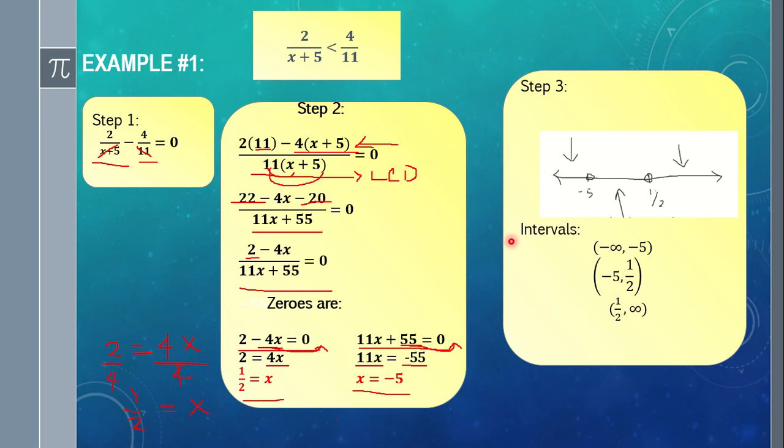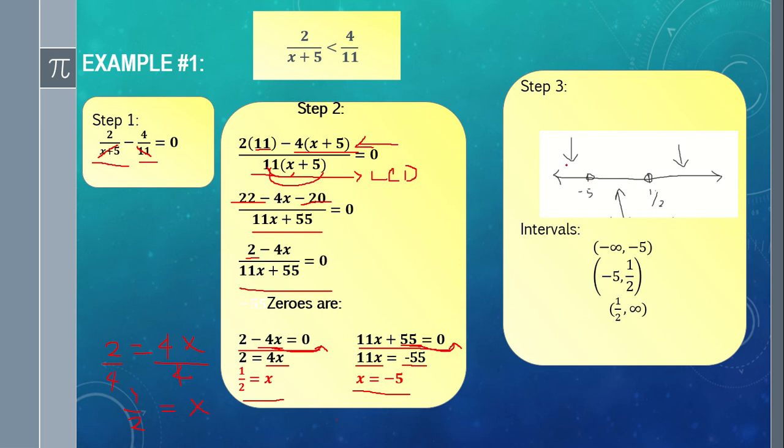Okay, let's now identify our intervals. Why do we create, or how did I create the number line? Based on our values of the zeros, remember that in step 3, the value of our zero, the x there, will represent how we divide the interval. Since x is equal to negative 5, we have negative 5 here, and then we also have x is equal to 1 half, so we have 1 half there.